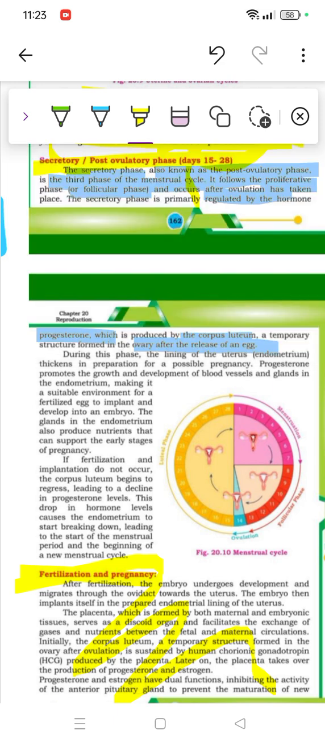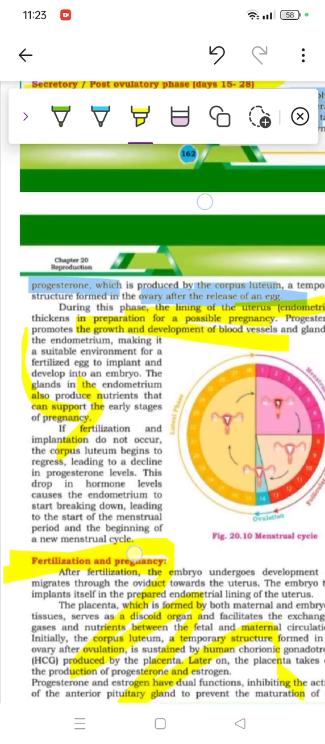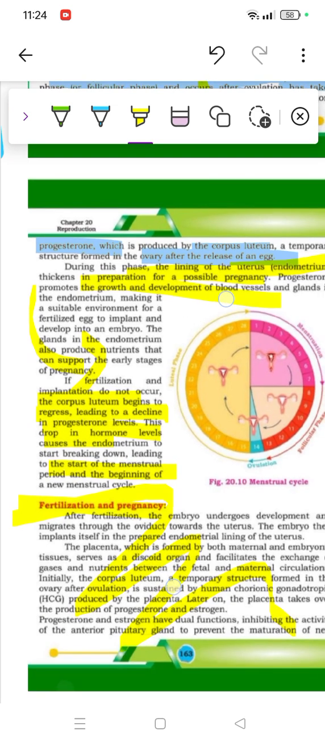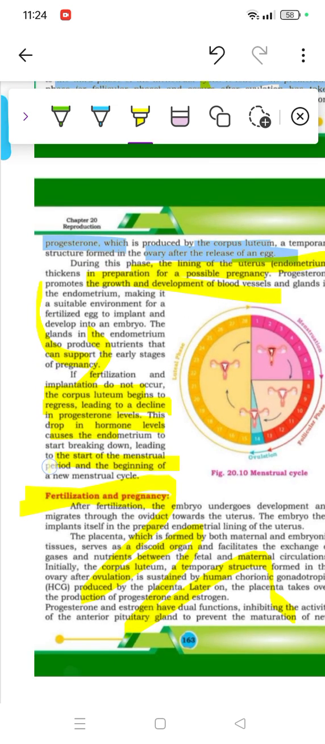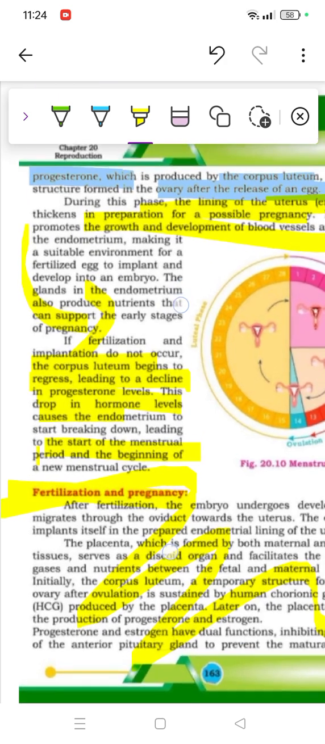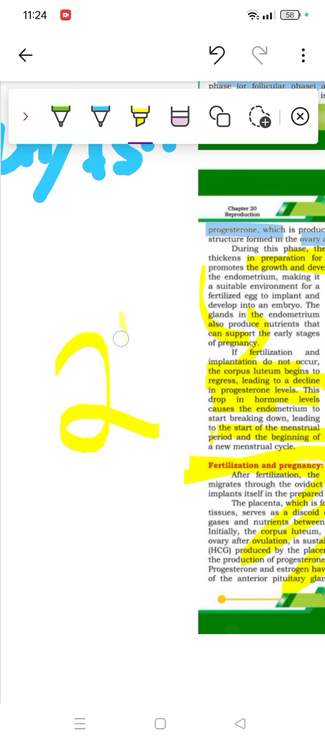Let's see what's more. During this phase, the lining of the uterus, the endometrium, thickens for possible pregnancy, with progesterone. If fertilization and implantation do not occur, progesterone levels decline, and this drop in hormone level causes the endometrium to start breaking down, leading to the start of menstruation at the beginning of a new cycle. This means if there's no pregnancy, no fertilization, our brain will send a message to start again, and this whole cycle completes in 28 days and repeats.